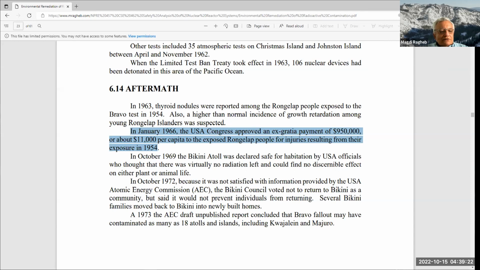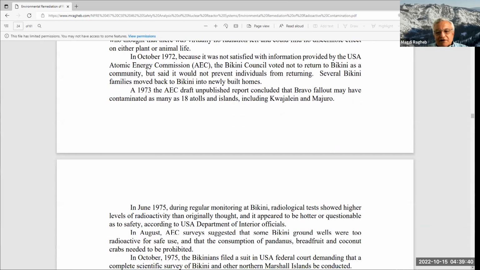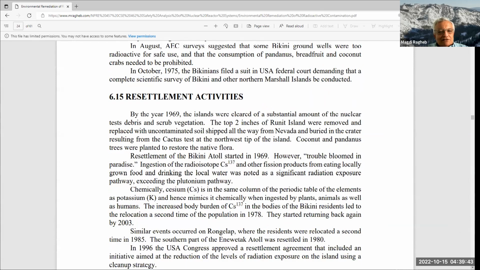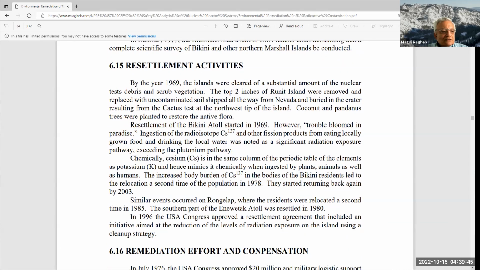So the United States Congress gave them a compensation of about $11,000 per capita, per person only, which is really peanuts in terms of the damage that was caused to their livelihood. And I think until now, they're still arguing about some of the legal aspects of this compensation in general. As I suggested, some people of goodwill tried to decontaminate the system.